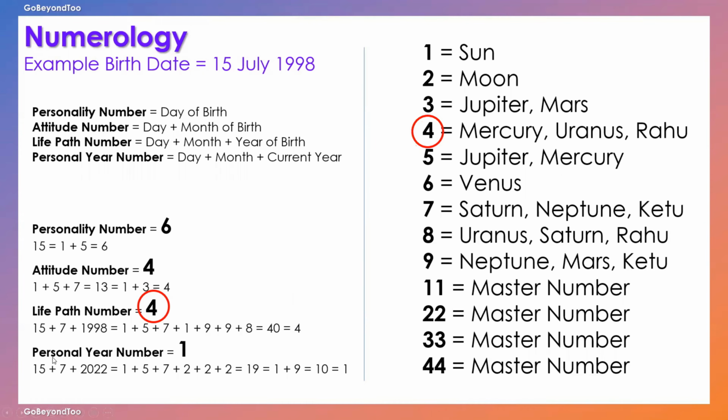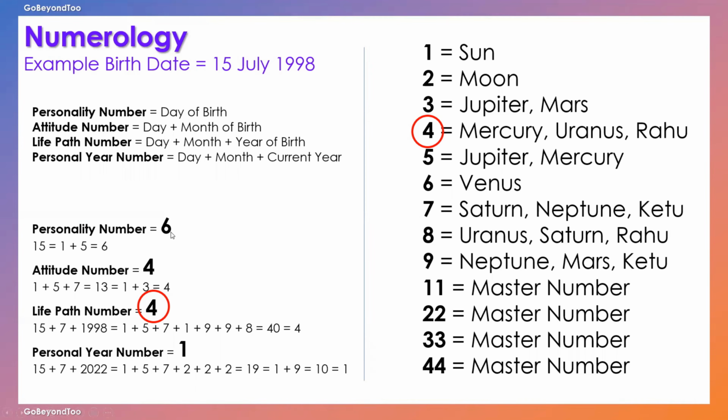Last but not least is the personal year number. If you add 15 plus 7 plus 2022, which is the current year, it will be 1 plus 5 plus 7 plus 2 plus 2 plus 2. Of course, the 0 doesn't count in 2022. The total is 19. You add 1 plus 9. This has to be reduced to a single digit, and that equals 10, and then 1 plus 0 equals 1. So 1.